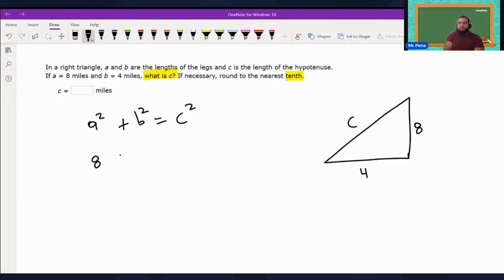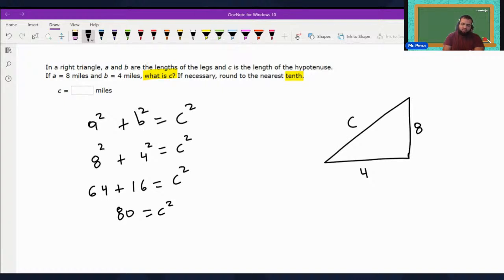Our A is 8 squared. Our B is 4 squared. And we have C squared. 8 times 8 is 64. 4 times 4 is 16. C squared is just C squared. 64 plus 16 gives you 80.